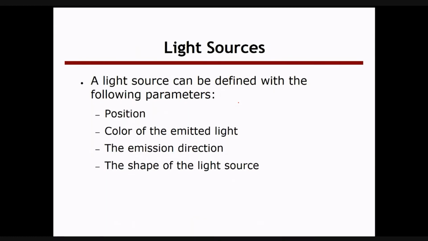And then light sources. A light source can be defined with the following parameters. Basic thing, many things from this topic you already know, so we'll just go fast with it. It can be defined with the following parameters: position, and obviously the color of the emitted light, because if it is a natural lighting condition, then it is fine, but if you are putting it from some other LEDs or something, then it matters. The emission direction is also very important whenever we talk about this. And then the shape of the light source. So these are the things.